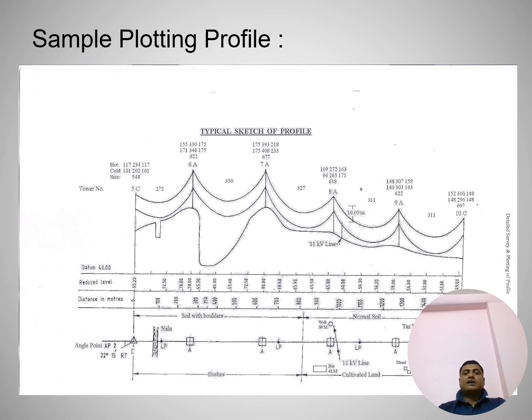This is a sample of plotting profile. Through this we have checked the clearance and all these things. Through this plotting profile, we have a plotting profile equipment. Through this we have checked the ground clearance and all this crossing and others through this sample ground profile. After preparing that, we have to take approval from the authorized body.